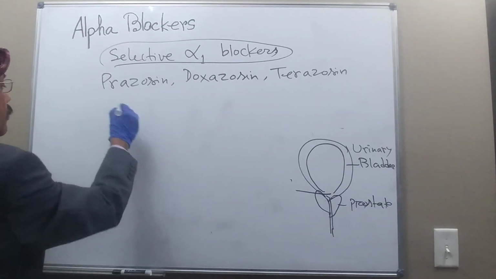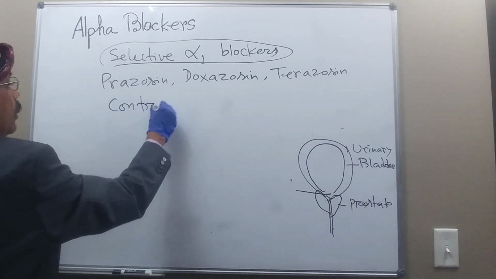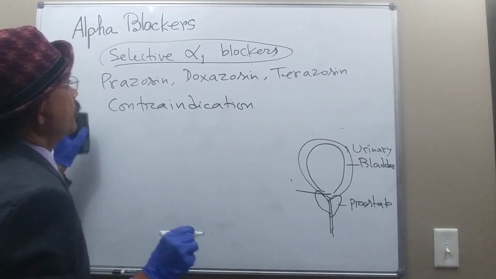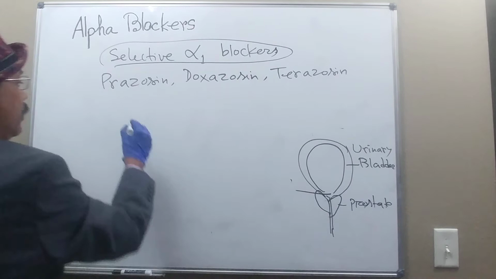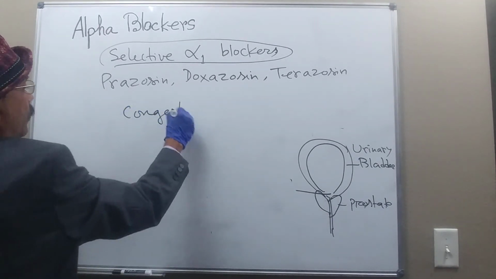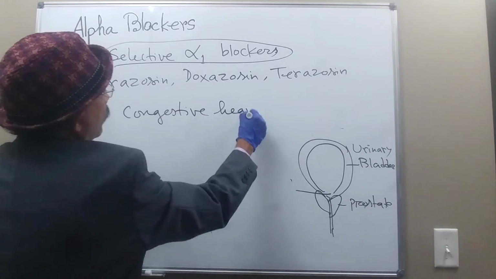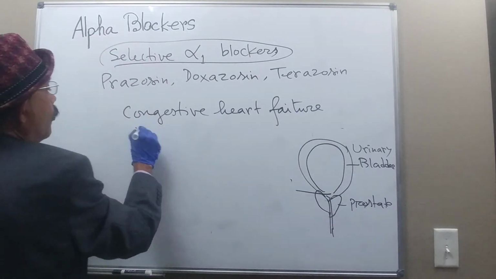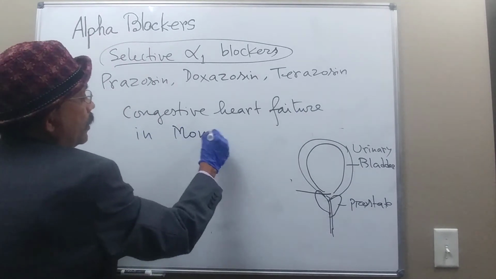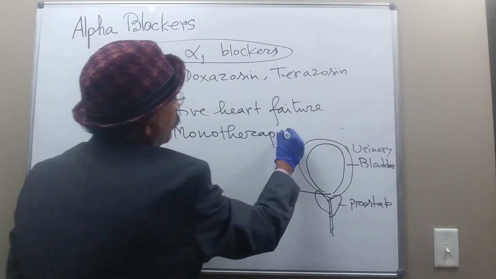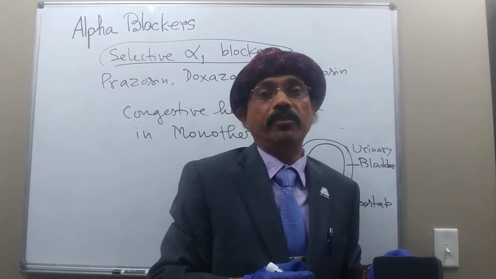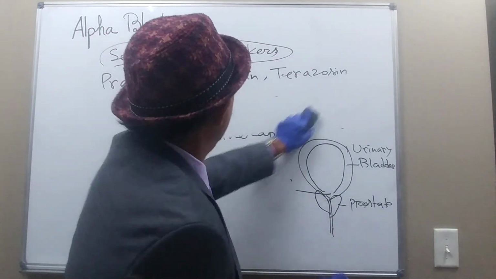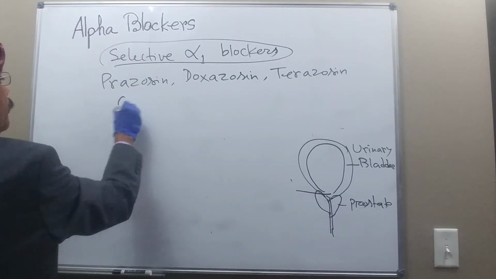Now contraindication and drug interaction. Before going to contraindication, in our adverse effects we may add congestive heart failure. Congestive heart failure may develop eventually if it is the only therapy, in monotherapy. That's why the physician also adds another antihypertensive drug, maybe a diuretic. So we got that. Now we'll go to the contraindication.